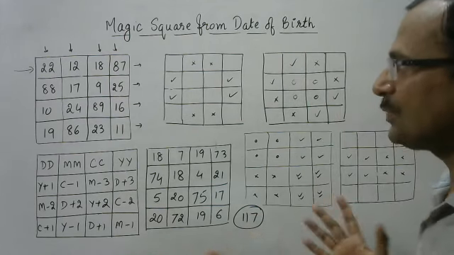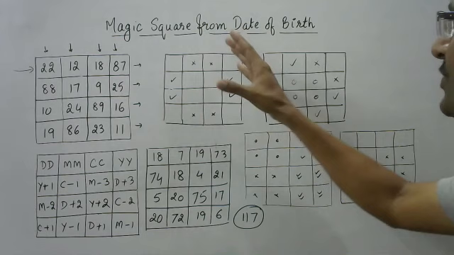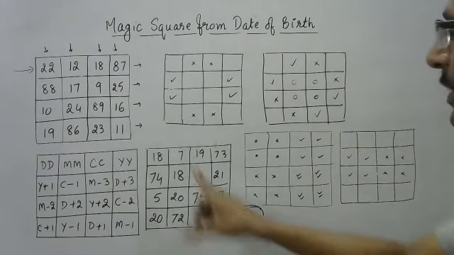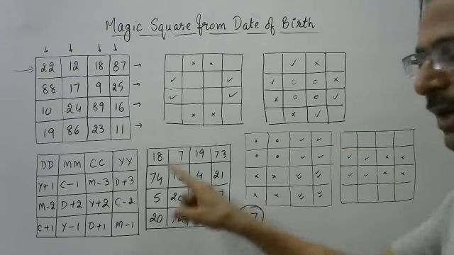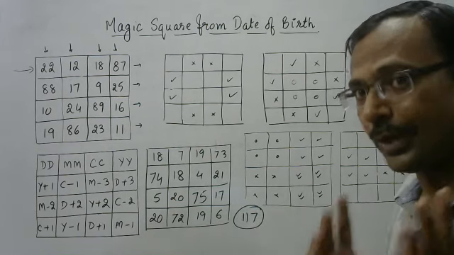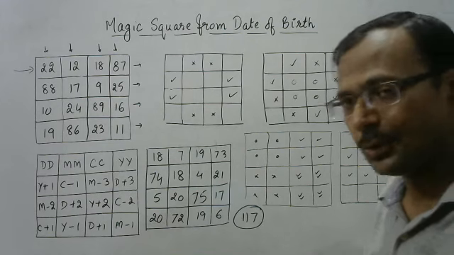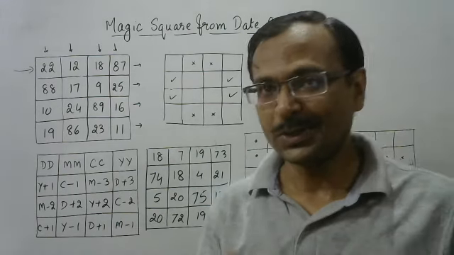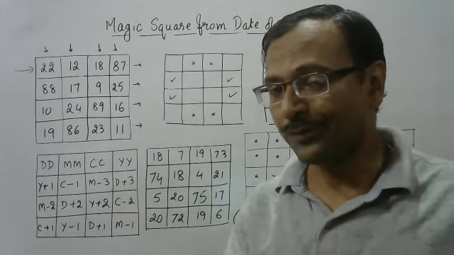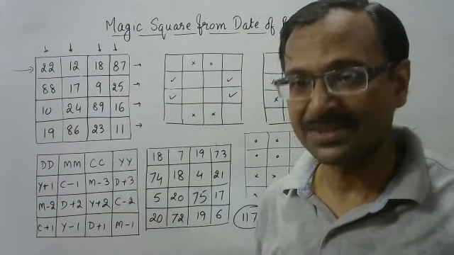So friends, if you like this video of magic squares from date of birth, do try this with your date of birth and see what the sum of all the numbers is along all these directions. And don't forget to share it with your friends so that they can also amaze their own friends and surprise them with such nice tricks.